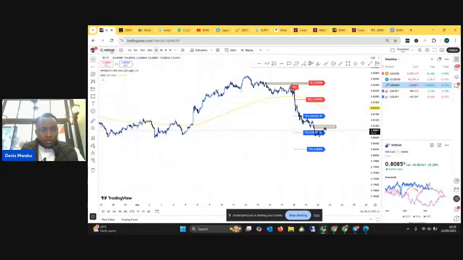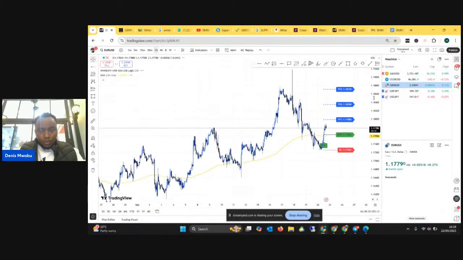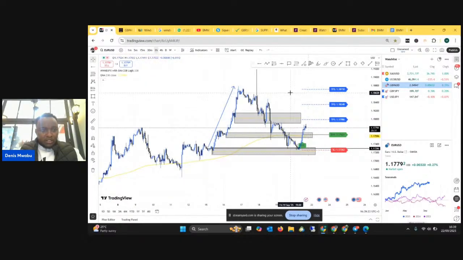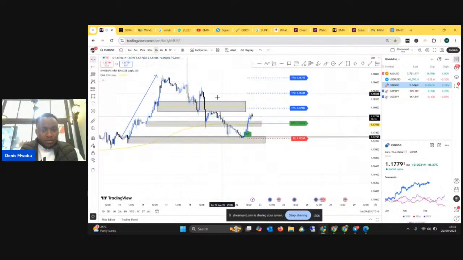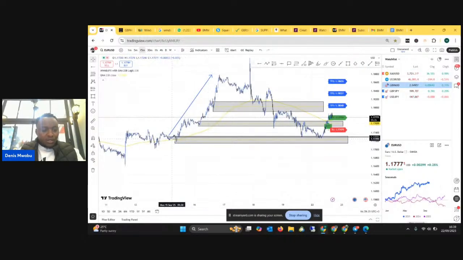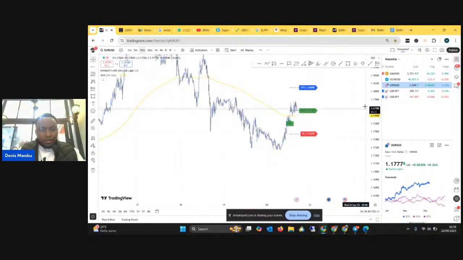So let's take a look at Euro USD. Oh my goodness. Can someone remember this trade idea as I was analyzing it in the morning during London session? I was telling you that this is the previous contrary candle, and then price came all the way to this zone and reacted to it. It's super crazy, man. Let me remove all the drawings.